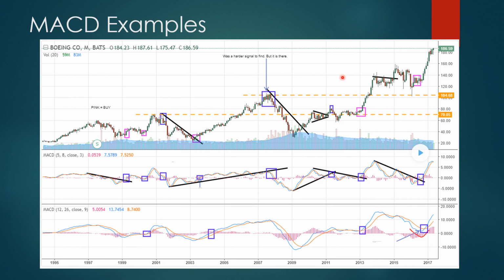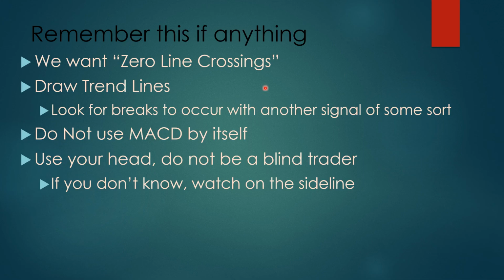I hope you guys enjoyed this one. So remember this, if anything. What I expect you to remember really is we want zero crossings. That's what we love. We love zero crossings. Remember to draw trend lines. A lot of people forget to draw trend lines. Trend lines are your friend. When you see a trend line break along with a zero crossing, that's money.